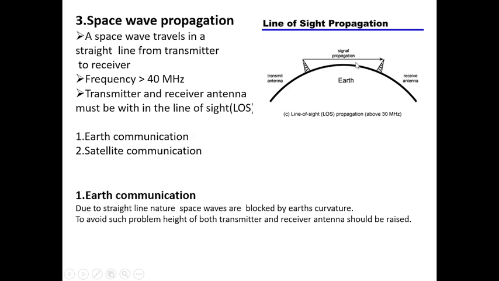In order to avoid that, we can increase the height of the receiver so that both the transmitter and the receiver are in the same line of sight. Due to straight line space waves, the waves are blocked by the Earth. So to avoid that, we can change the height of the transmitter or the height of the receiver, which we are going to see.